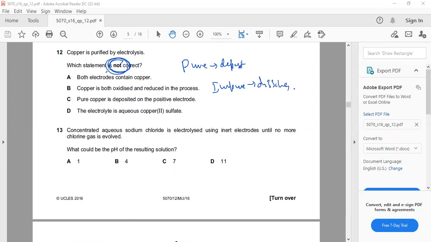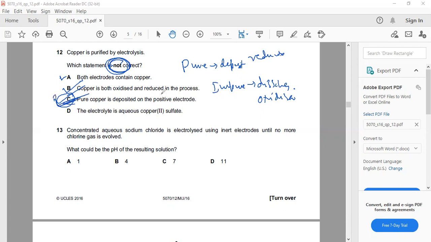Both are not correct. This is correct, but the examiner says not correct. This is also correct because it oxidizes and reduces. When it deposits, it reduces. Pure copper is at the positive electrode, anode. This is also correct. Sorry, which is not correct? Pure is at the negative electrode.